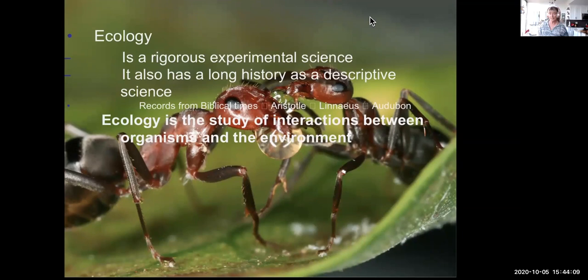It's very rigorous. It's very scientific. There's a long history as a descriptive science, even from way back, biblical times. Aristotle, for example, contributed quite a lot. He was very observant about nature. Linnaeus contributed in naming species, and Audubon in presenting species and also making field guides. So it's the study of interactions between organisms and the environment.